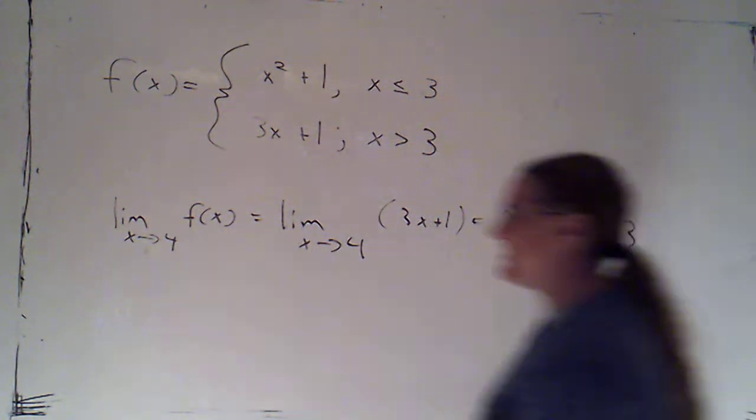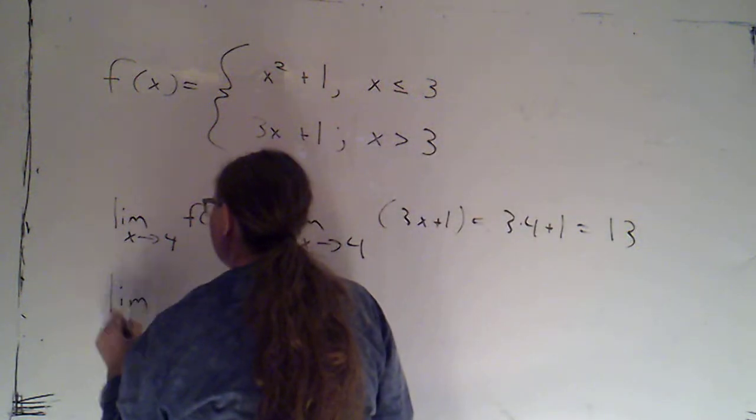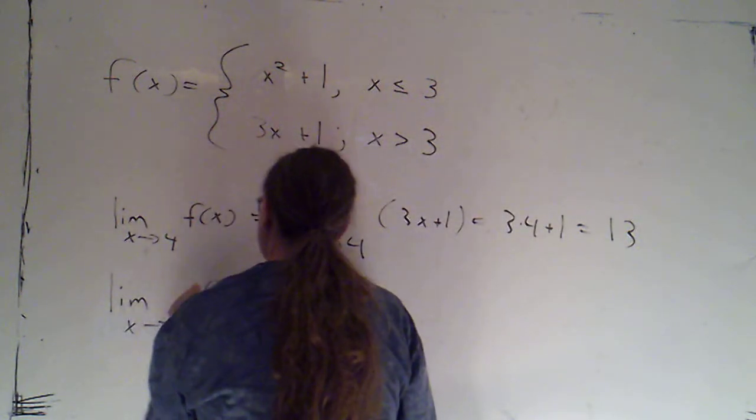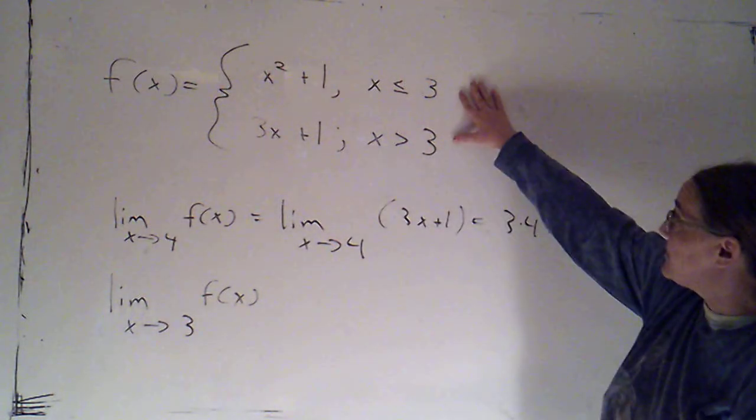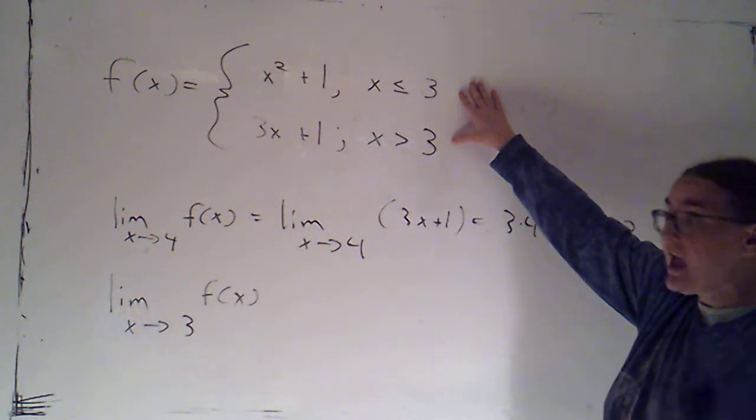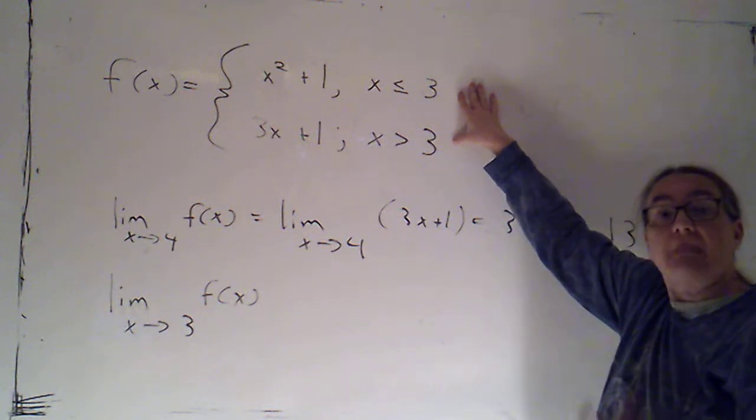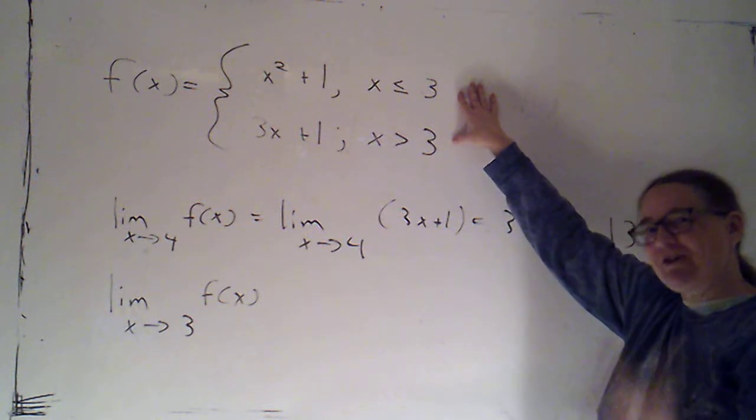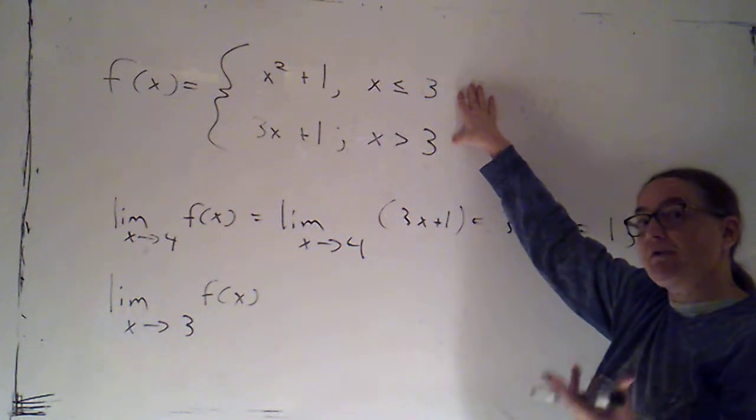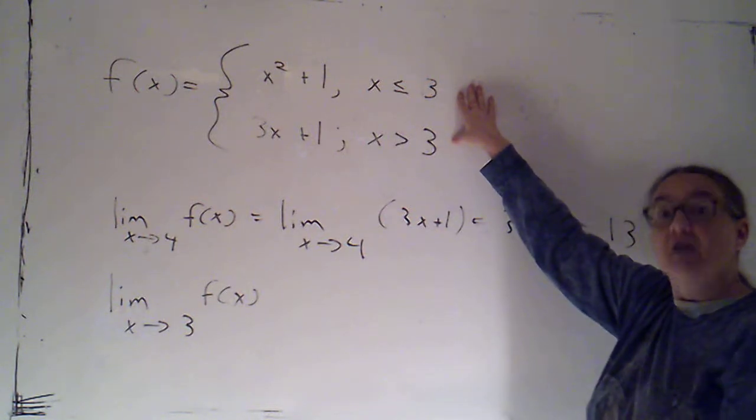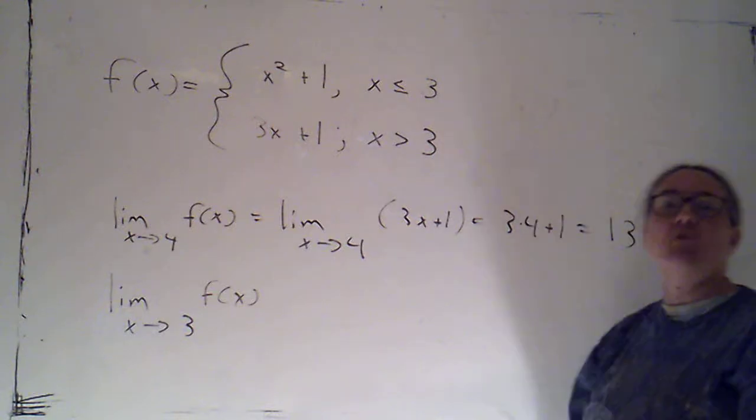But what I want you to do is take the limit as x approaches 3 of f of x. So there, 3 is the point where the rule changes. So you're going to need to use that theorem that says that the two-sided limit exists if and only if the two one-sided limits both exist and are the same. So try that, and then in the next video we'll go over it together.